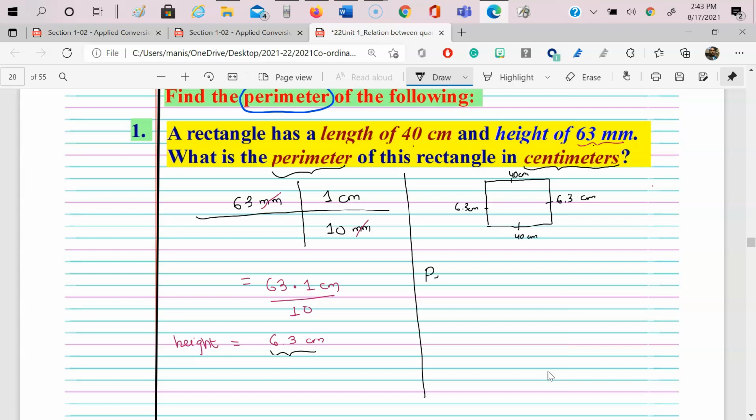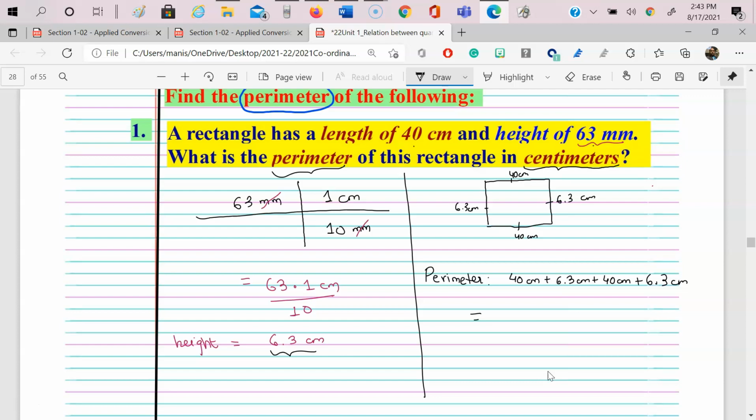Now to find the perimeter, I have to add all four sides. The perimeter of the rectangle is the sum of all four sides. So I will add all of these numbers: 40 centimeters plus 6.3 centimeters plus 40 centimeters plus 6.3 centimeters. As you can see, all of the units are in centimeters, and the question is asking us to find the perimeter in centimeters.